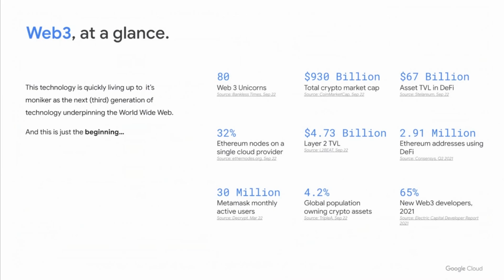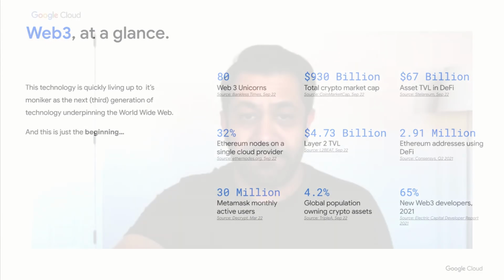And while we're seeing the decentralized web grow, we're still seeing 32% of blockchain nodes hosted by a single cloud provider. One stat that I found really interesting is that 4.2% of the global population now owns crypto assets. And finally, we're seeing web developers rapidly adopt Web3, with 65% of the Web3 developer population joining in 2021. This is tremendous growth, but it's important to note the new challenges that come along with Web3.